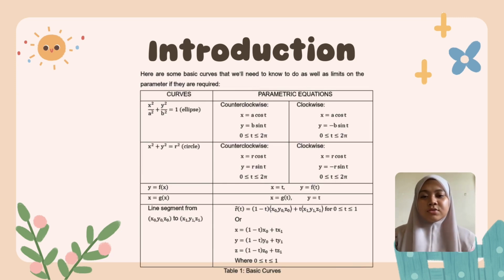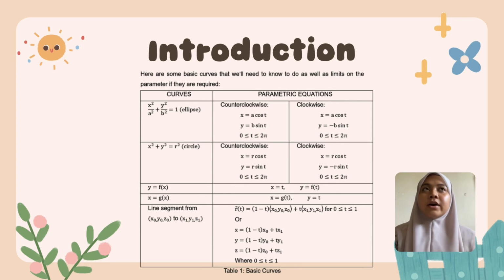This table shows some basic curves that we will need to know, as well as limits on the parameter if they are required. For ellipse, the x is a cos t for both counterclockwise and clockwise, but for counterclockwise, y is positive b sin t, and clockwise is y equals negative b sin t. The t ranges from 0 to 2 pi. Basically same as circle, but for circle, the x is r cos t, and y for counterclockwise is positive r sin t. For the clockwise, y equals negative r sin t. The t ranges from 0 to 2 pi.